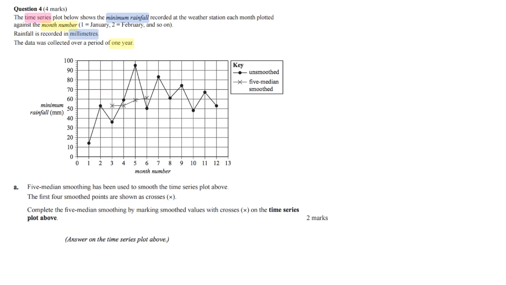In part A of this question, we are told that 5-median smoothing has been used to smooth the time series plot above. The first 4 smoothed points are shown as crosses. We are asked to complete the 5-median smoothing by marking smoothed values with crosses on the time series plot given. This question is worth 2 marks. 1 mark is for any 2 correct points, and the second mark is for all correct points. The first cross we need is for month number 7.